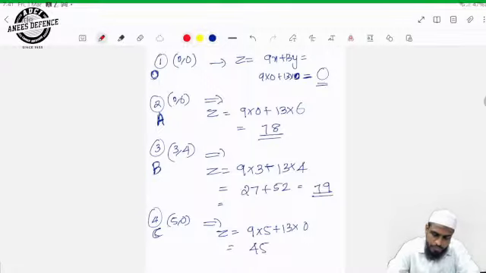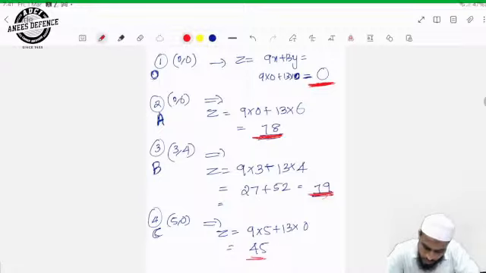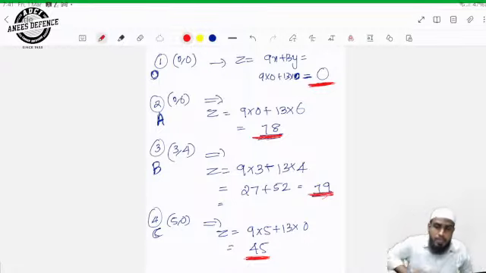Anyway, you are getting 4 values: 0, 78, 79, 45. So here you have to consider the maximum value. Maximize function means you have to consider maximum value. Minimize the objective function means we have to consider the minimum value.